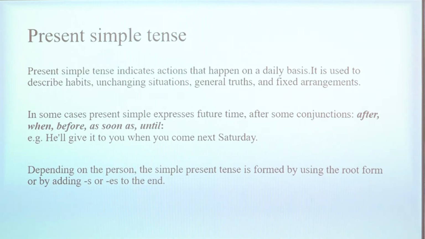For example, he'll give it to you when you come next Saturday. So you see, when you come next Saturday is the present simple, but it refers to the future. Depending on the person, the simple present tense is formed by using the root form or by adding s or es to the end. We add s to the auxiliary verbs or the main verbs.